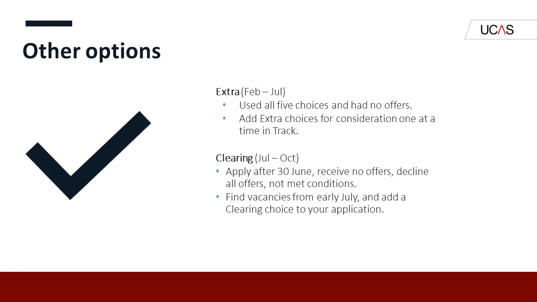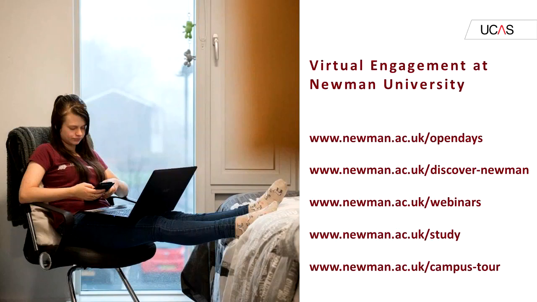As I said, clearing is a great process for matching universities who've got vacancies on some of their courses with students who've yet to find a university. Normally clearing opens early in July. People think it opens on results day in August, but actually it opens early in July for you to add a clearing choice through the UCAS hub. So hopefully that gives you a really good overview of how to apply through UCAS for 2022.